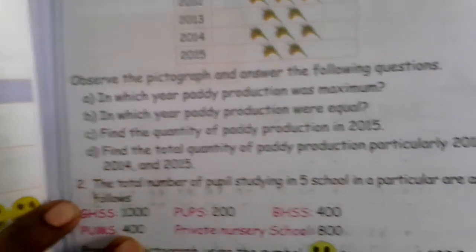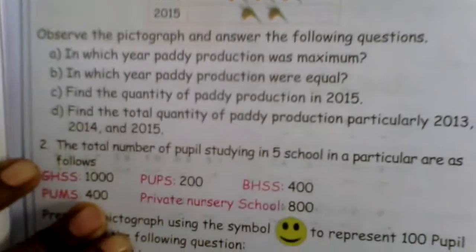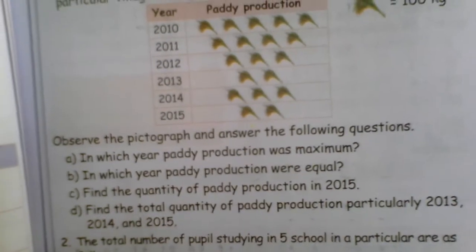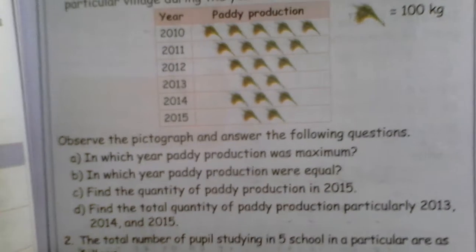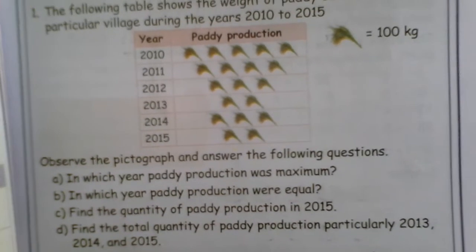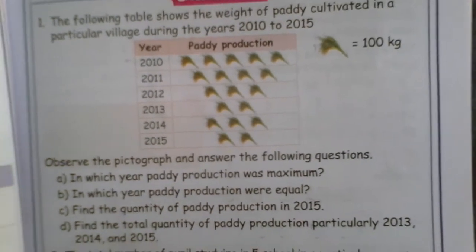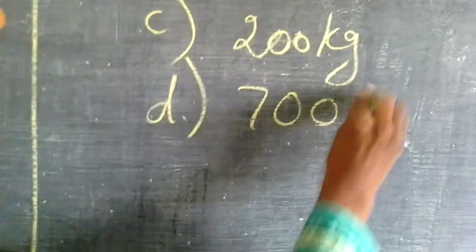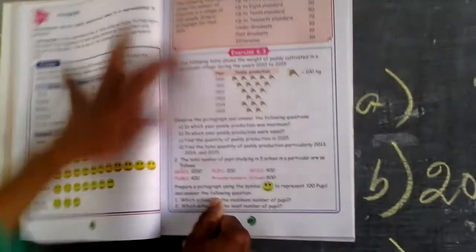Pictorial representation, we can solve it very fast. Find the total quantity of paddy production, particularly 2013, 14, 15. Only for the 3 years we have to calculate. So 2013 it is 2 coming, 200 plus 300, 500 plus 200, 700. So answer for D is 700 kg. Fine kids? You are able to solve it very well? Okay. Similarly, you try to solve this.